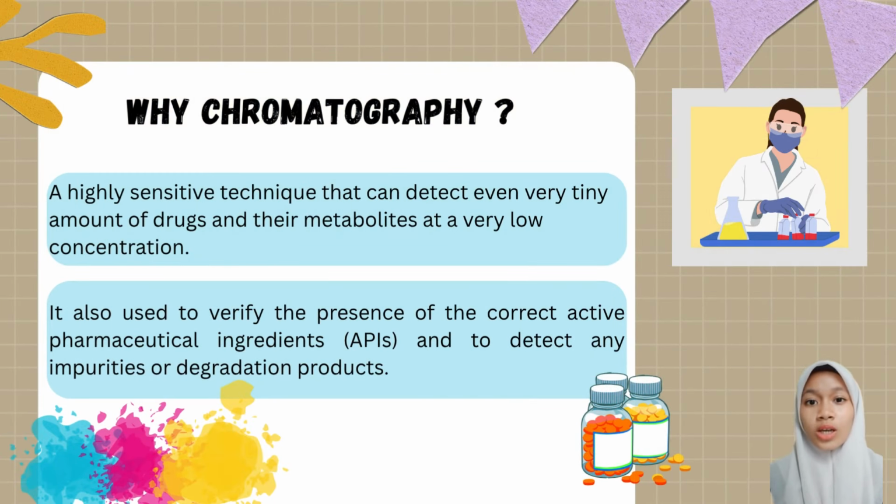Now let's understand why chromatography is very important. Chromatography is a highly sensitive technique that can detect even very tiny amounts of drugs and their metabolites, even when they're present in very low concentrations. This method is also used in the pharmaceutical field. It helps verify the presence of the correct active ingredients, known as APIs, in drugs. Plus, it can detect any impurities or degradation products, ensuring the medicine is safe and effective.